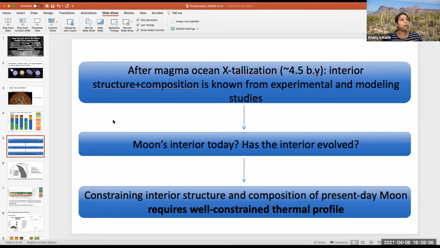Okay, so what we know is that after magma ocean crystallization, about 4.5 billion years ago, we have an idea of what the interior structure and composition must have been, because we know that from experimental work and from thermodynamic modeling. But then the question is, what is the moon's interior today? Has the interior evolved since magma ocean crystallization? And really, in order to constrain the interior structure and composition of the present day moon, we need to constrain the thermal profile of the moon really well.